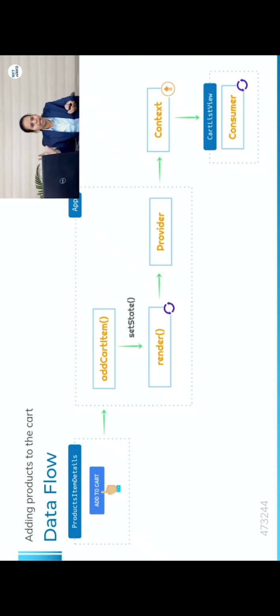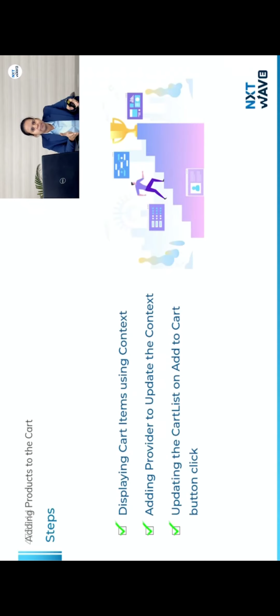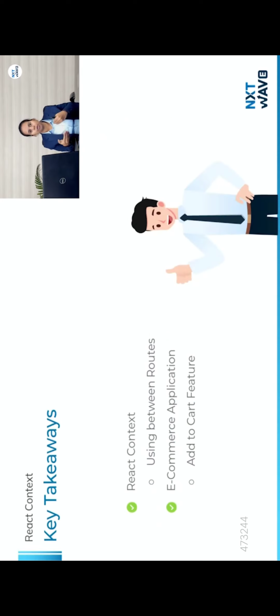Each and every step, what we have achieved, you will be able to easily get through it. These are the 3 steps that we have done. Firstly, we displayed the cart items based on the context. Next, to update the context, we added a provider component. And finally, based on the button click, we updated the cart list in the context. Okay, clear? So we are done with these 3 steps. Do try these things on your own. That's when you will be able to easily understand.